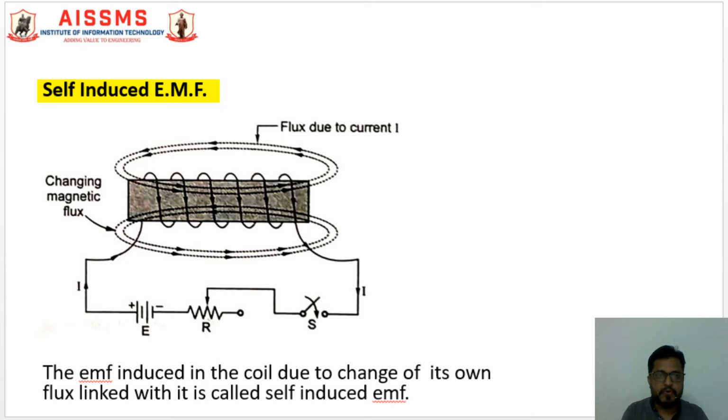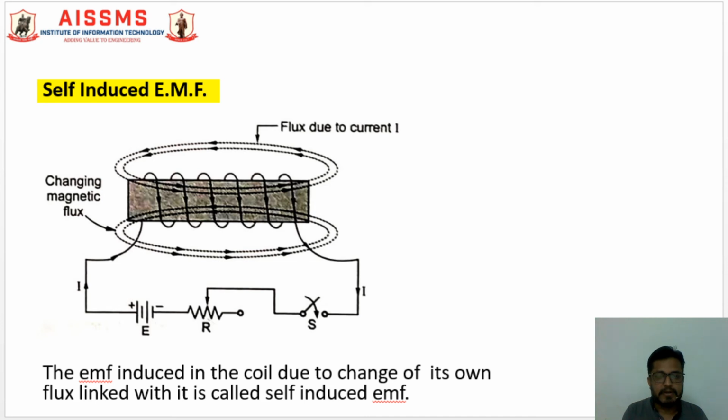Here there is one coil and in series with that coil there is one battery E, variable resistance R and switch S. Initially this switch is open. When we close this switch, the circuit gets complete and current flows through the coil. Now let this current be I.